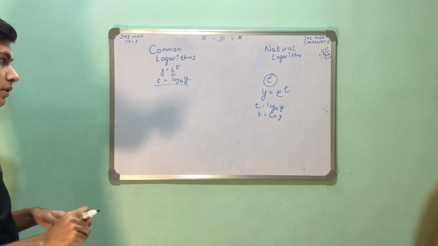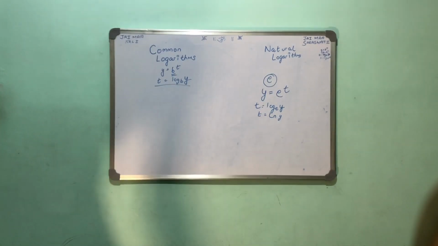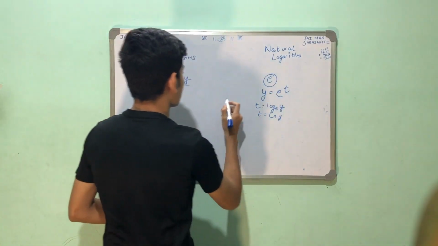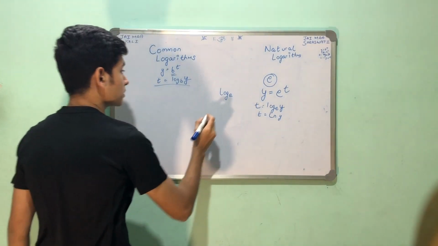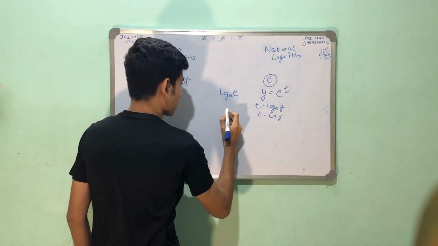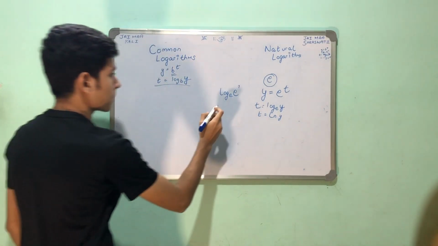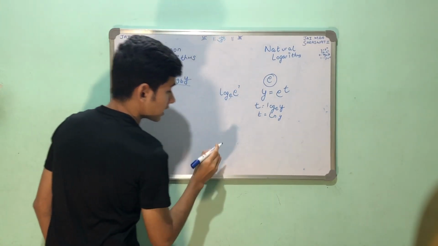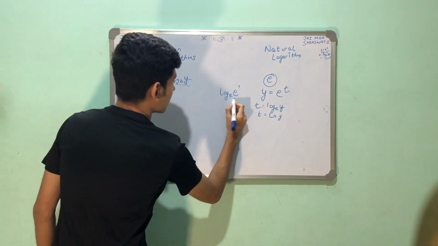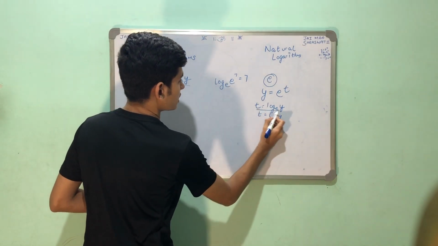Let's take some examples. Let's take log base e, of course, because we are doing natural logarithms, of e to the power 7. What will be the answer to this? Since the base and the variable are the same irrespective of the power, the answer will come to 7 only.